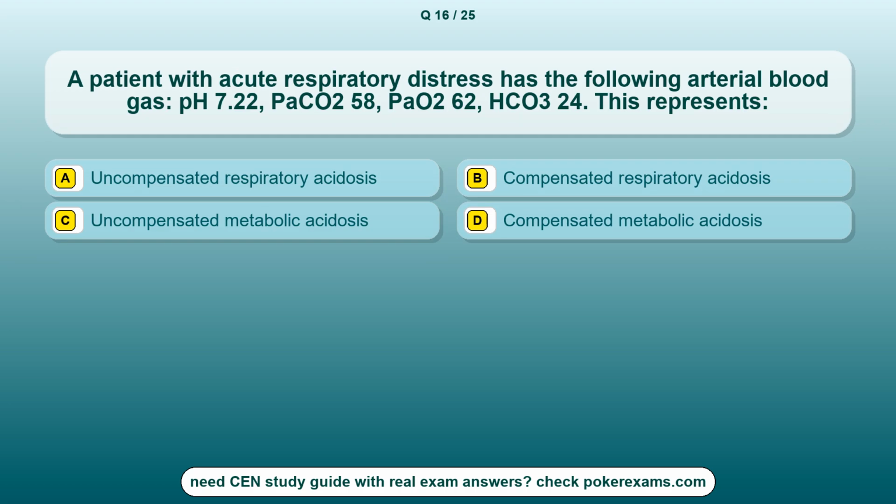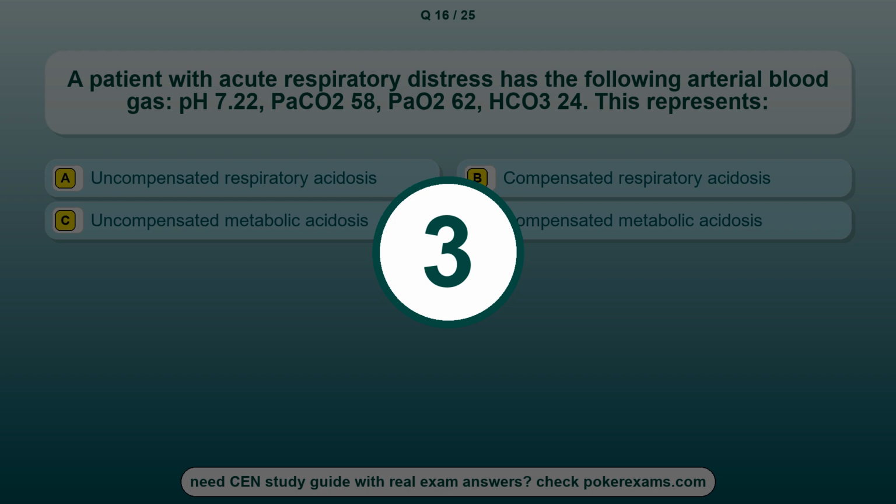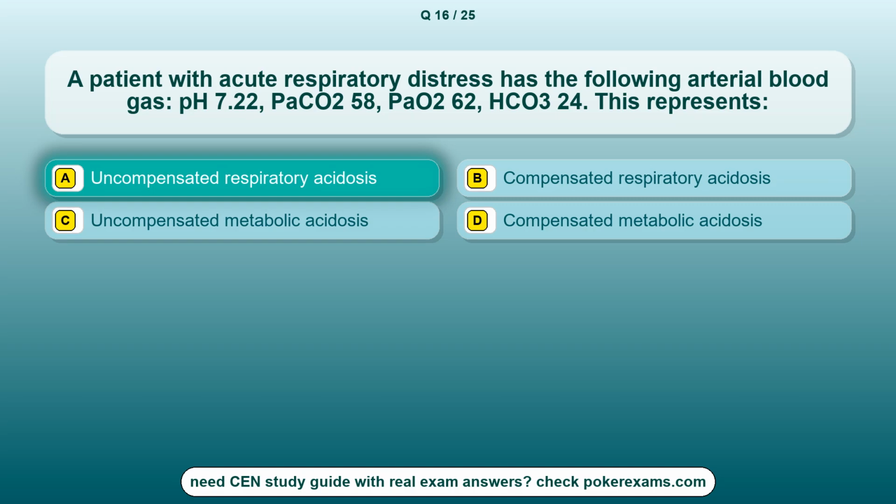Question 16. A patient with acute respiratory distress has the following arterial blood gas: pH 7.22, PaCO2 58, PaO2 62, HCO3 24. This represents: Option A, uncompensated respiratory acidosis. Option B, compensated respiratory acidosis. Option C, uncompensated metabolic acidosis. Option D, compensated metabolic acidosis. The correct answer is option A, uncompensated respiratory acidosis.